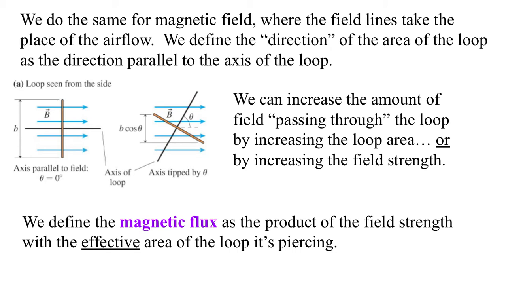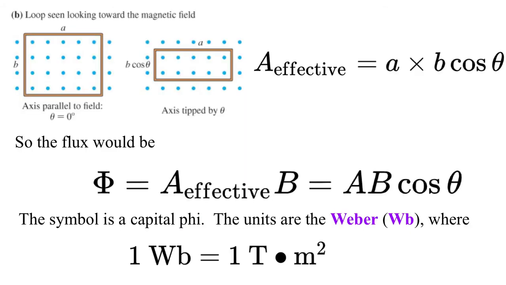We define the magnetic flux as the product of the field strength with the effective area of the loop that it's piercing. The effective area is in this case A times the cosine of the angle between them, because that's how long this side is. So the flux, represented again with the Greek letter phi, is the area times the field strength times the cosine of the angle between them. The units are called the Weber, where 1 Weber is 1 Tesla meter squared.